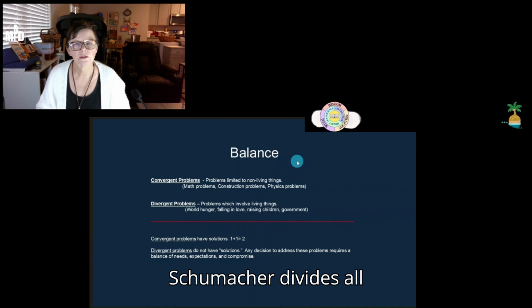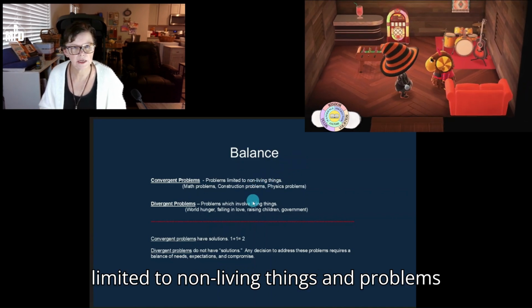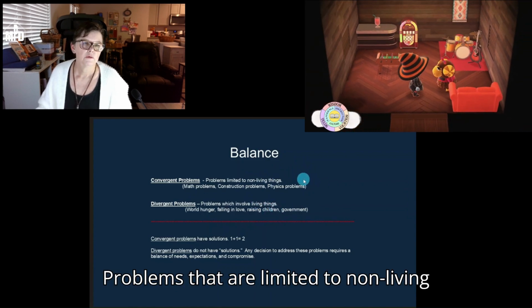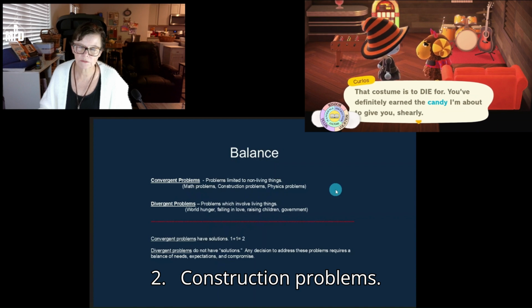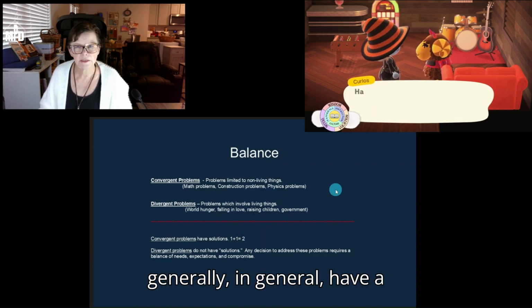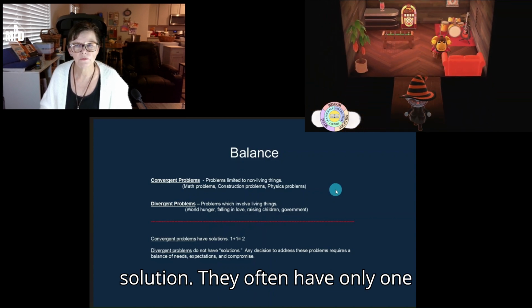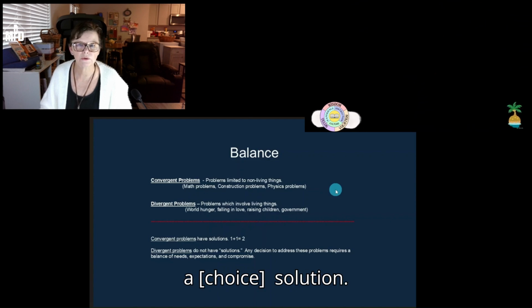Schumacher divides all problems into problems limited to non-living things and problems which involve living things. Problems that are limited to non-living things are like math problems, 1 + 1 = 2, construction problems, physics problems. These in general have a solution. They often have only one solution. They might have several solutions, but they reduce down to a solution.